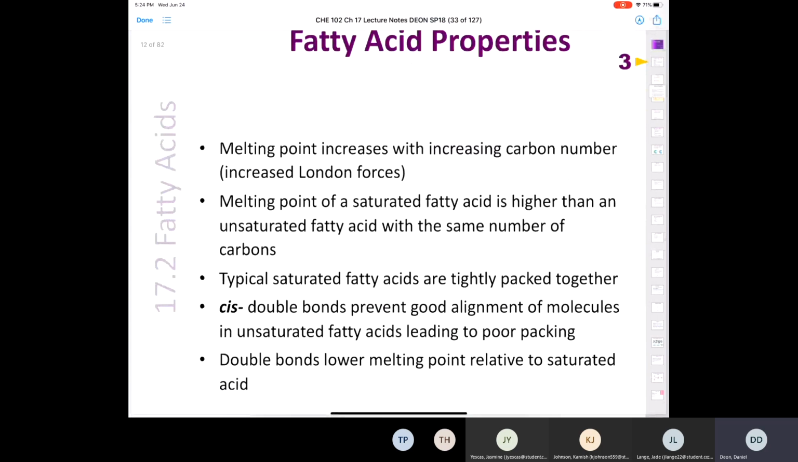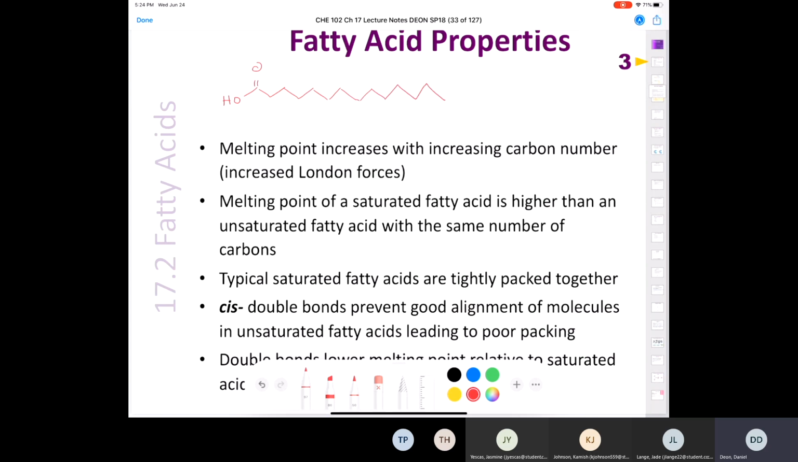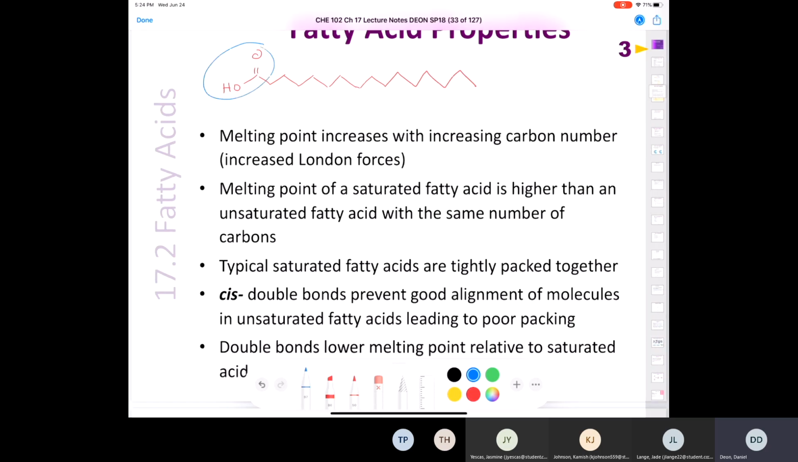What else here? It says fatty acid properties. I think I put some space in the top here because I had some machinations about drawing a fatty acid again, maybe. 1, 2, 3, 4, 5, 6, 7, 8, 9, 10, 11, 12, 13, 14, 15, 16. Let's draw a 16 carbon fatty acid. Again, here's our carboxyl group. This is why they call it an acid, right? It's because it is a carboxylic acid. And then this is where the word fatty comes from, right? Because fats contain mostly carbon or carbon-hydrogen bonds.